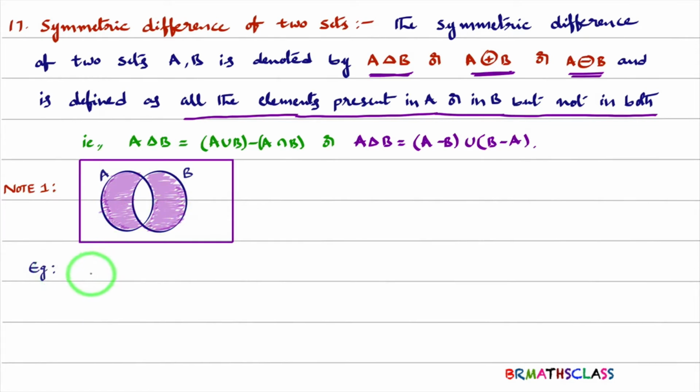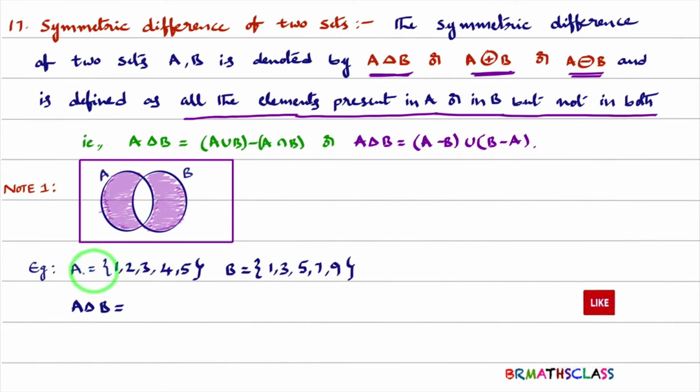Now we'll try to understand this more clearly with an example. Here two sets are there. Set A is 1, 2, 3, 4, 5. Set B is 1, 3, 5, 7, 9. A delta B is defined as A minus B union B minus A. A minus B is all the elements present in A but not in B. 2 is present in A but not in B. 4 is present in A but not in B. So A minus B is the set 2, 4, union.